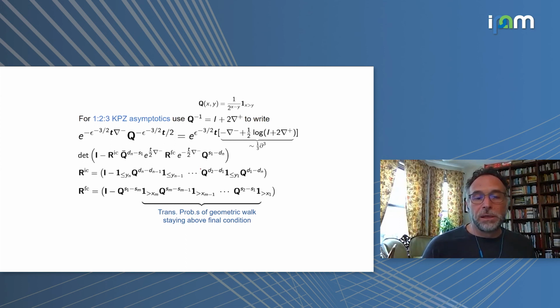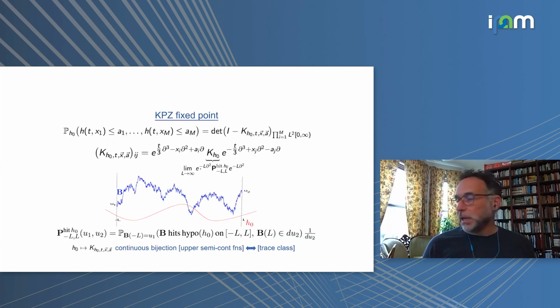And as I said, the transition probabilities converge to the transition probabilities of a Brownian motion staying below the initial or final condition. Okay, so in the limit, you get the transition probabilities of the KPZ fixed point. So the transition probabilities are completely defined by their finite dimensional distributions.